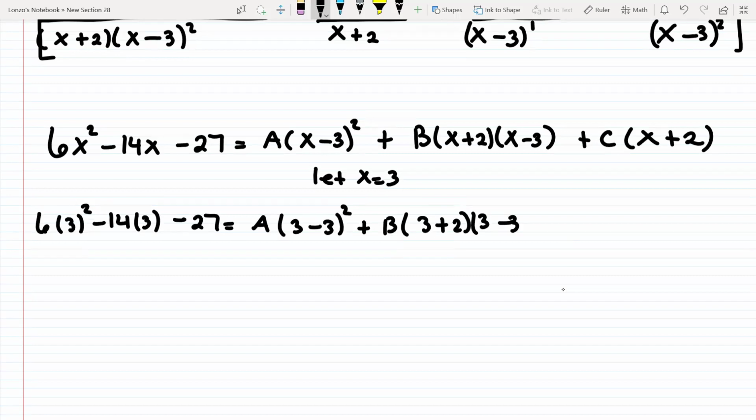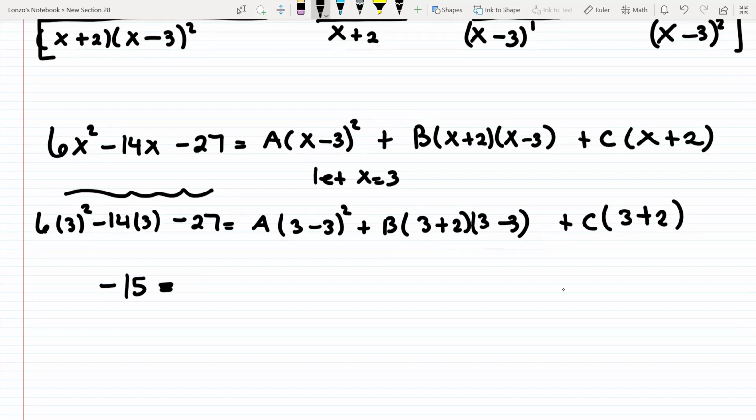3 minus 3, it doesn't really matter because this will cancel. And then 3 plus 2. So on the left side right here, when you put it all together, you should get an output of negative 15.